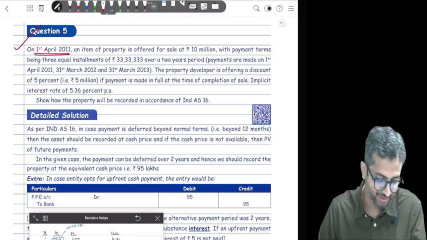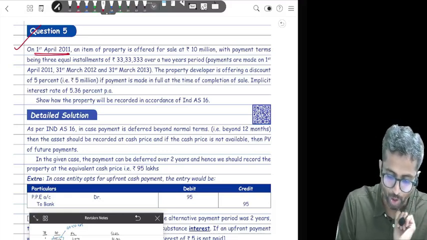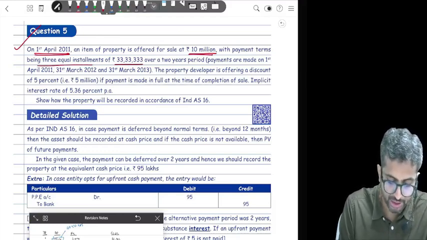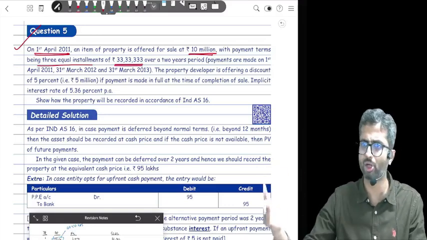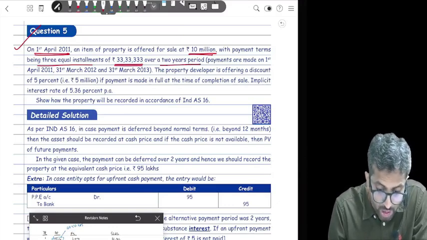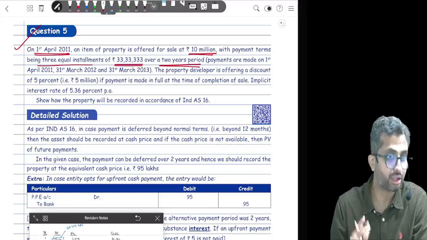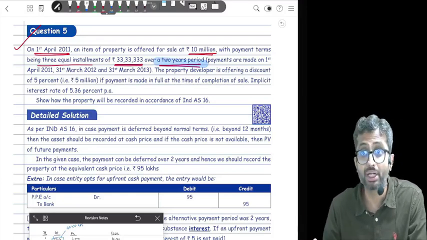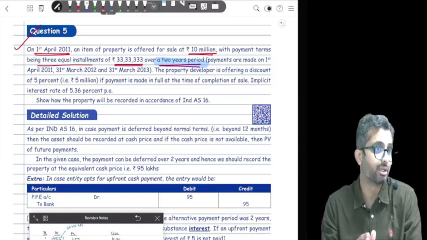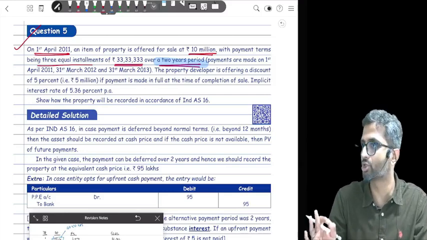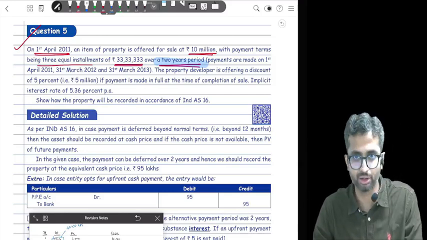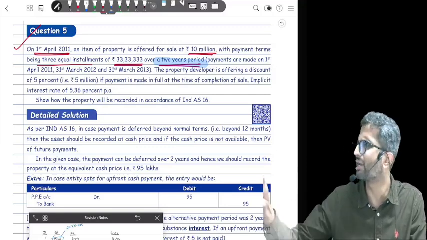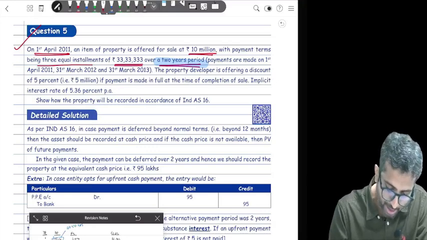On 1st April 11, an item of property is offered for sale at 10 million, with payment terms being 3 equal installments of 33.33 lakhs. Approximately that comes up to 1 crore over a period of 2 years. This is where it should click. The moment you see payment going over 12 months, whether it is an intangible question, investment property, inventory, PP or revenue question, anywhere you see payment terms at or beyond 12 months, there is definitely hidden interest. Same clause everywhere. In revenue, there is some more guidance.